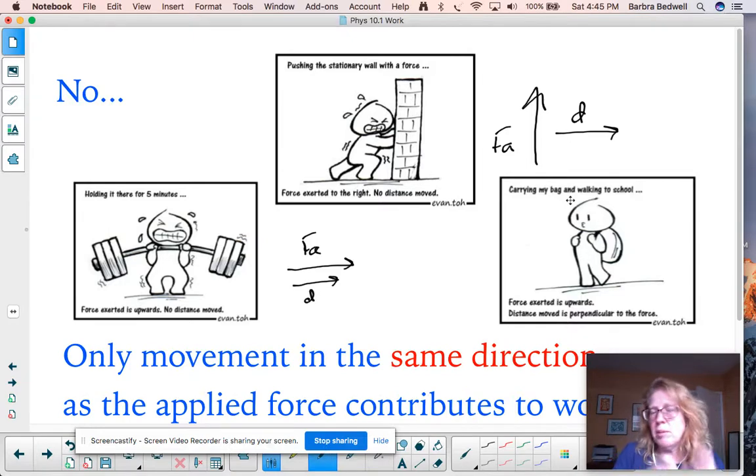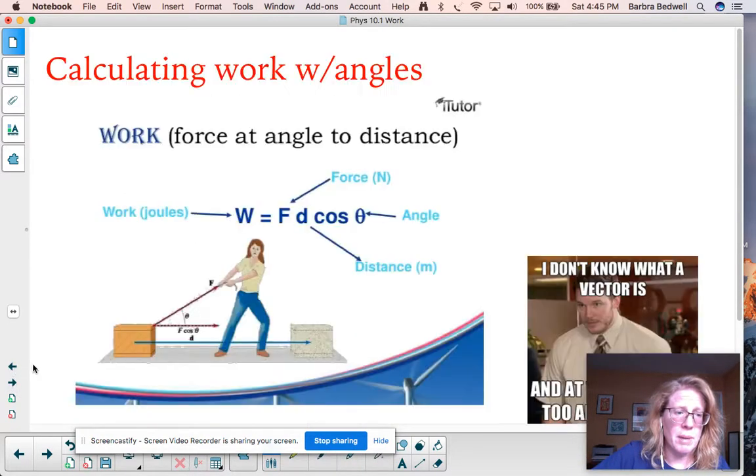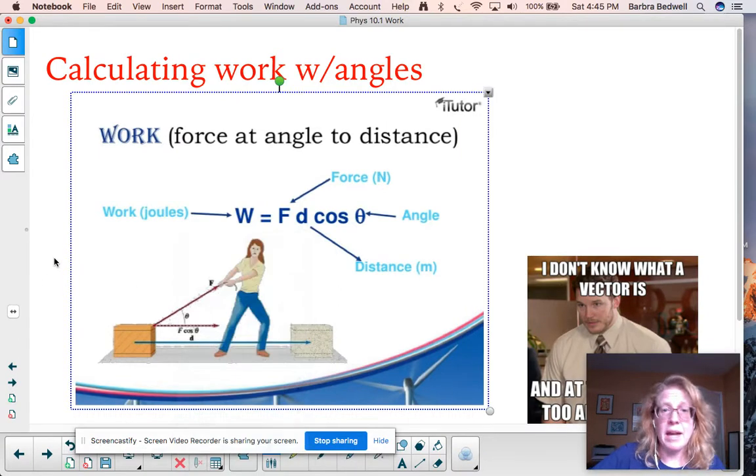So again, this is a little bit of a weird thing when it comes to work: with work, the force and the direction of movement have to be in the same direction. And this leads us to our next set of problems, which is when we're doing work at angles.